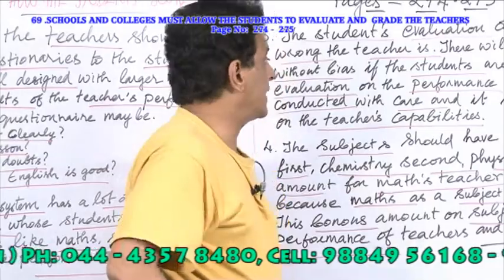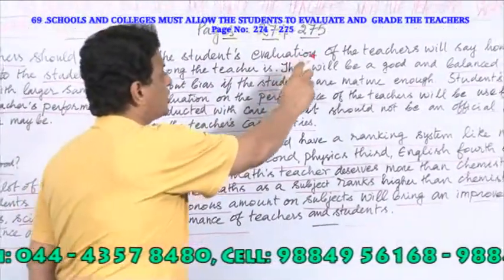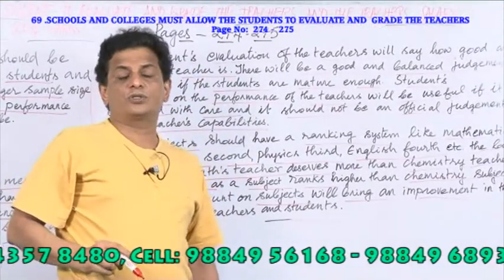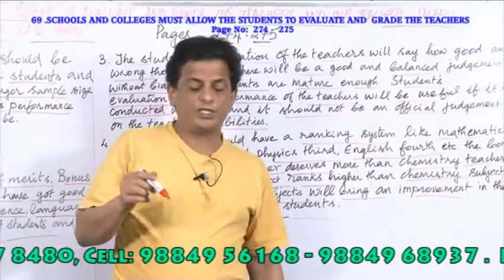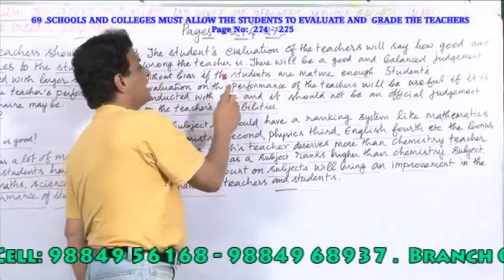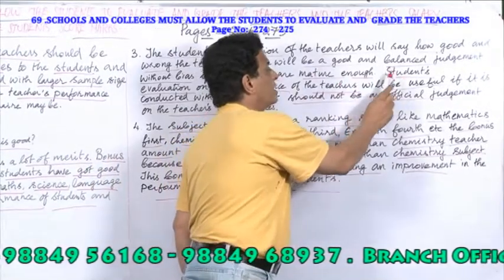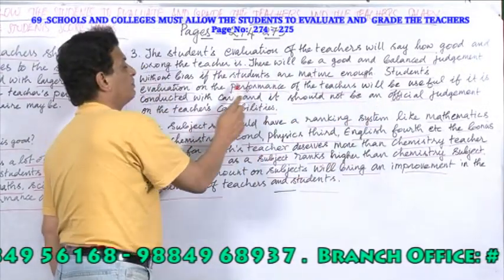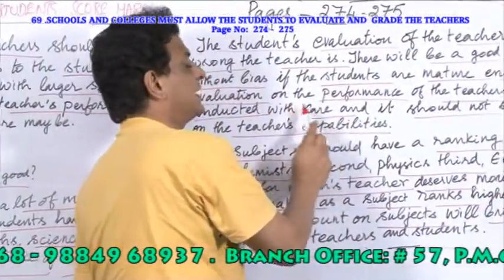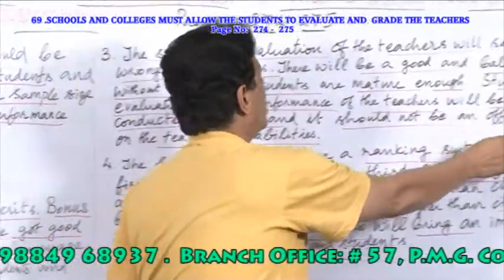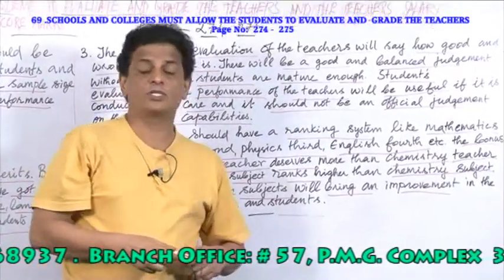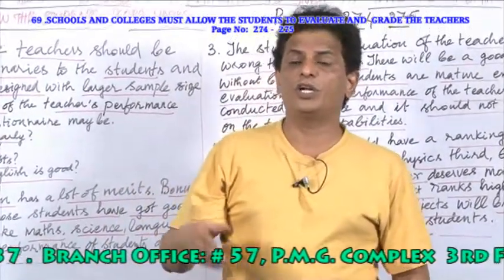Next, coming to the third point, the students' evaluation of the teachers will say how good or bad the teacher is. There will be a good and balanced judgment without bias if the students are mature enough. Students' evaluation of the performance of the teachers will be useful if it is conducted with care, and it should not be an official judgment on the teacher's capabilities. The judgments of the students may go wrong, so we should not take it as official.